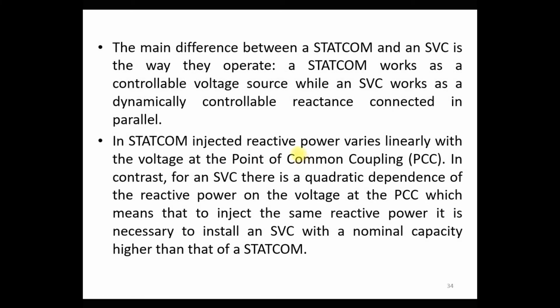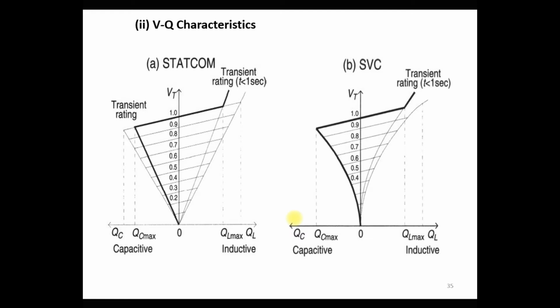So it means what? As compared to the STATCOM, for the same amount of reactive power injection, we require a larger size of SVC, because for a small change in the voltage, that creates a large change in the reactive power injection. So for the same reactive power injection by both the STATCOM and SVC, we require a larger size of SVC as compared to the STATCOM. So that ultimately increases the cost of SVC as compared to the STATCOM.